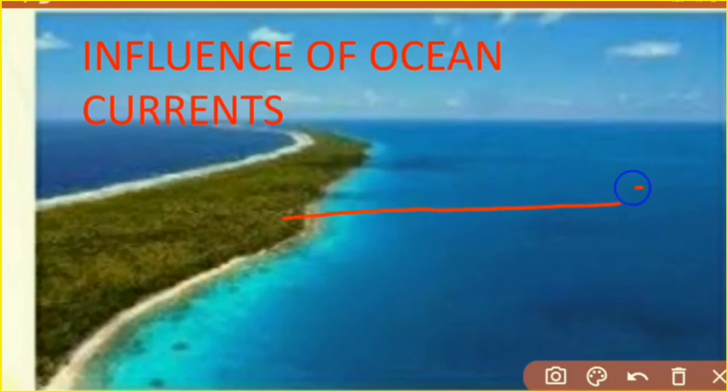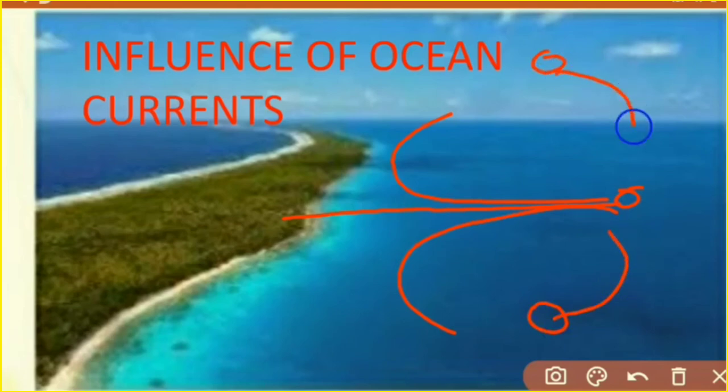From the equator, when the water moves towards the pole, it is warm. Why is it warm? Because near the equator the temperature is high, so the water is warm as compared to the surrounding region. And from the poles, when the water comes towards the equator, it is colder. So the warm water is lighter, so it flows on the surface, while water coming from the pole region is cold and dense, so it flows below the warm water.